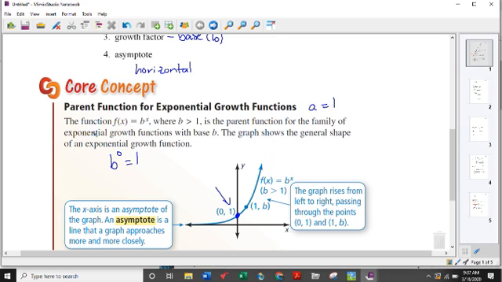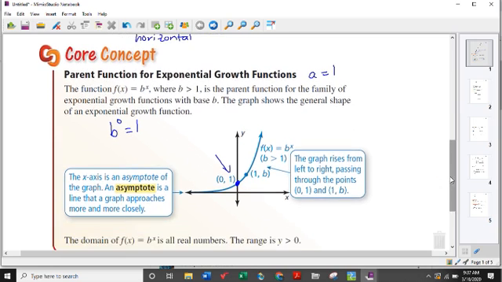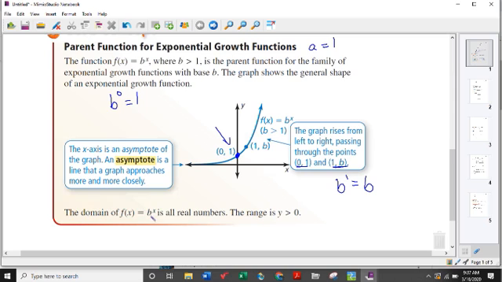You might remember the story with the rice doubled every day. I'll post a little video about that in a second that shows exponential growth. The graph will always pass through the points 0, 1 and 1, b, whatever b is. Again, why? Because b to the first power is always b. Domain of all exponential functions is always all real numbers, and the range depends on the asymptote.